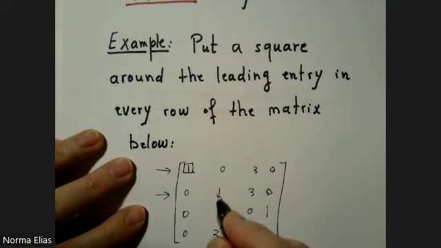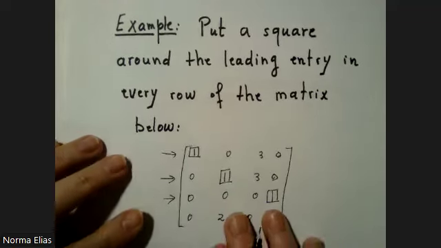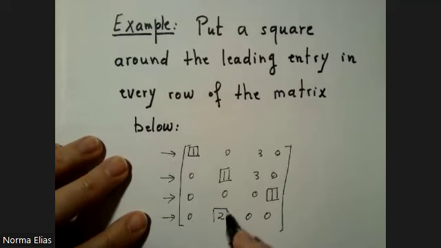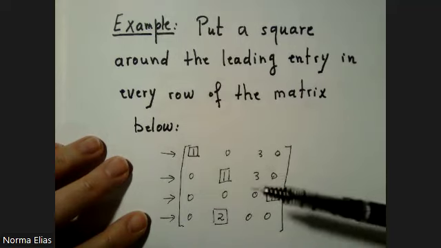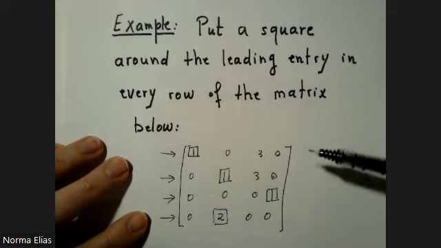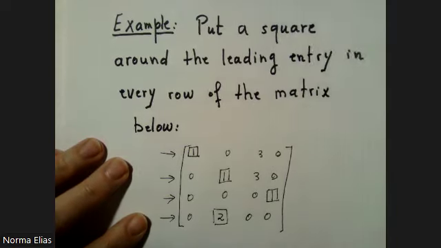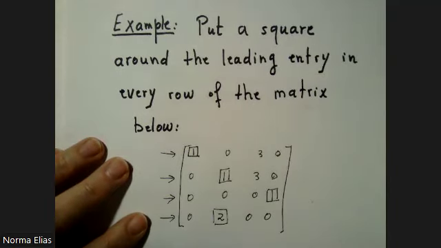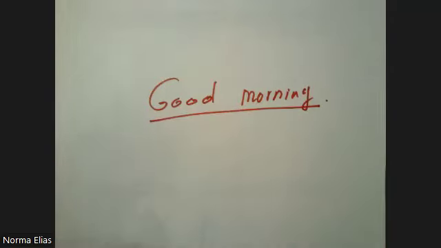In the second row, that's the leading entry, the first non-zero. In the third row, that's the leading entry. And in the last row, that's the leading entry. So leading entry is the first non-zero term in a row. So always talk about the leading entry in a row, which is the first non-zero term. Okay. All right. So that's the first definition of today, the leading entry.